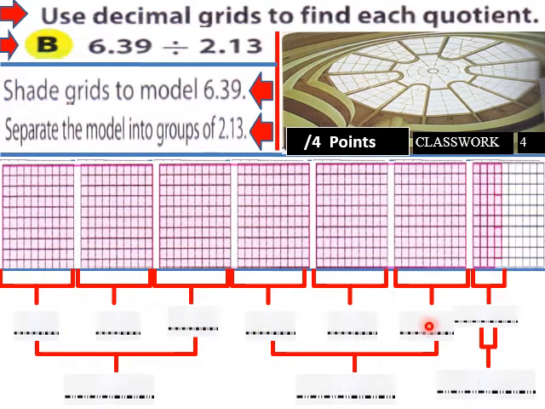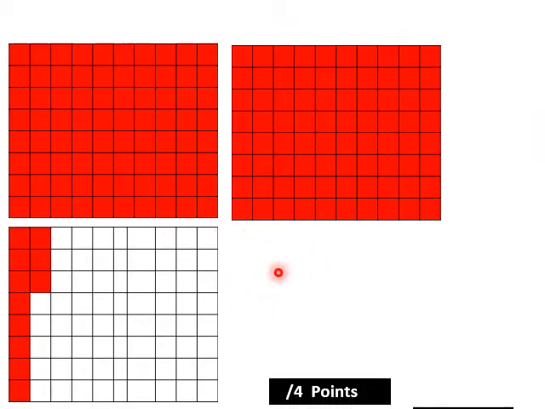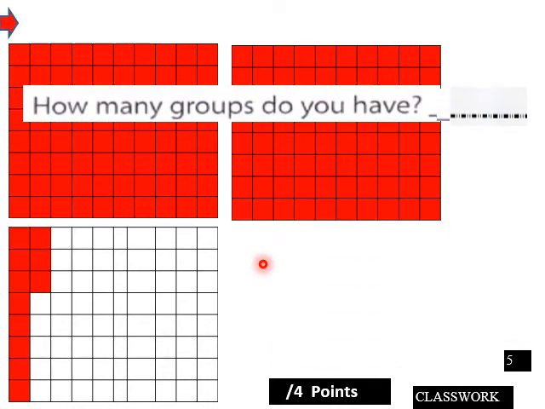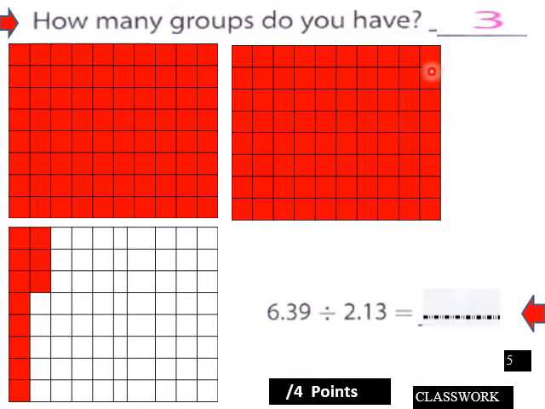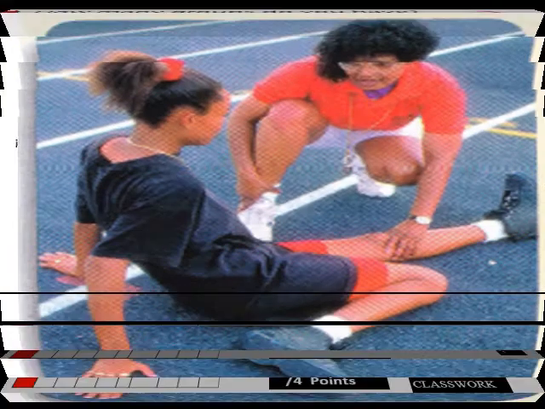Students, fill in this, because this will give you an idea of what dividing decimals is actually like. And then here was our equal quotient for that. So how many groups do you have? We had 3 groups here of this size. So 6.39 divided by 2.13 is 3.